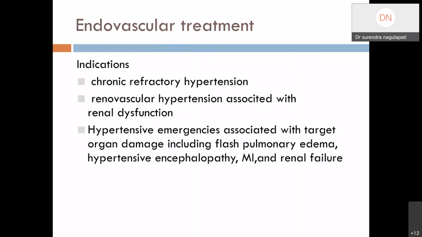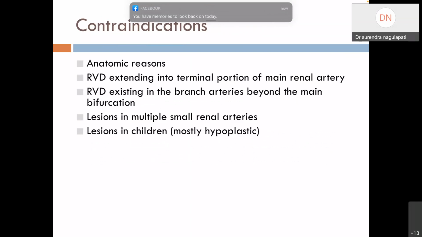But the usual indications used for stenting are chronic refractory hypertension and renovascular disease associated with declining renal function, and hypertensive emergencies associated with target organ damage like flash pulmonary edema, hypertensive encephalopathy, myocardial infarction, and renal failure.